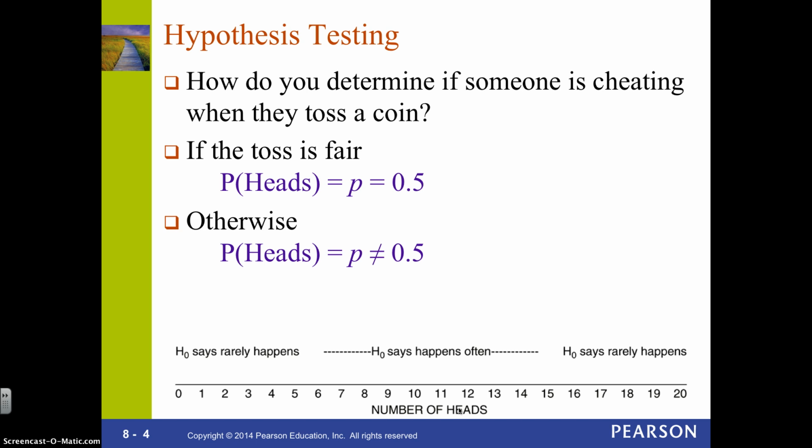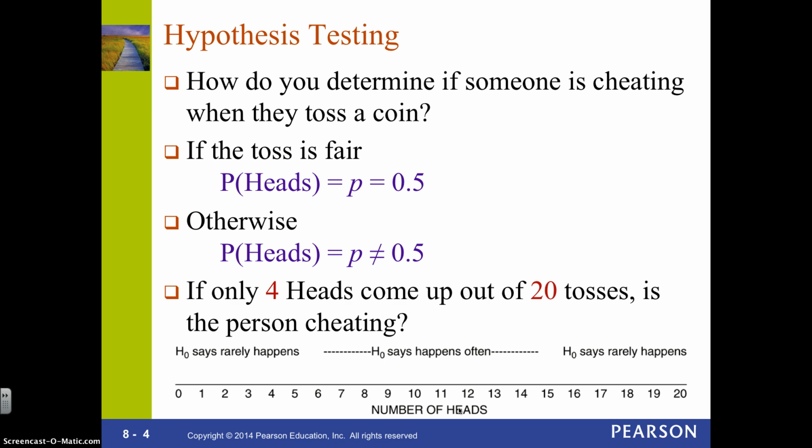In this case, we're not sure which way the person might be cheating, so we just say that your p does not equal 0.5. Okay, so if only 4 heads come up out of 20 tosses, is the person cheating? If you notice down here, I have this number line from 0 to 20, right? Each one represents the number of heads you could actually get if you toss the coin. You could get no heads, and you'd say, well, that would rarely happen. That's what my null hypothesis here is saying. We think p is 0.5. If that's true, then you're rarely going to get no heads, or you're probably even rarely going to get only 4 heads.